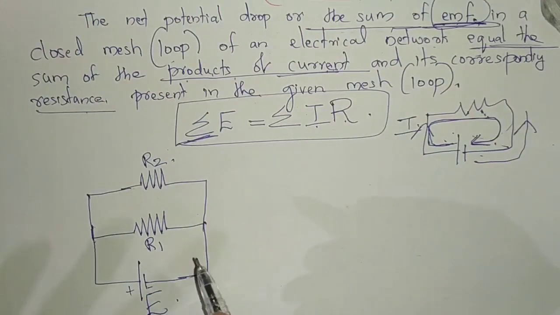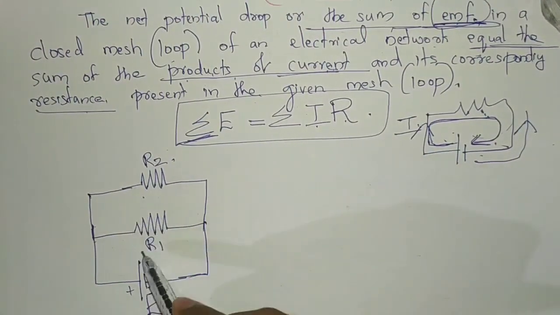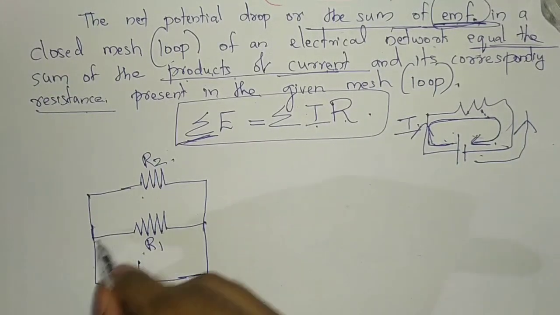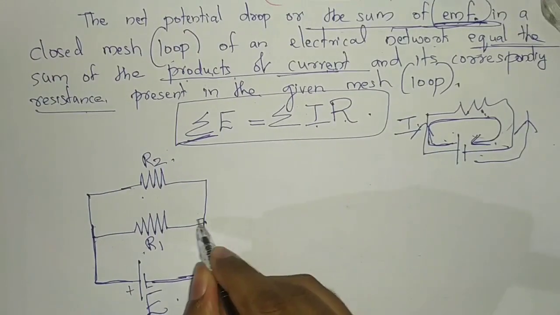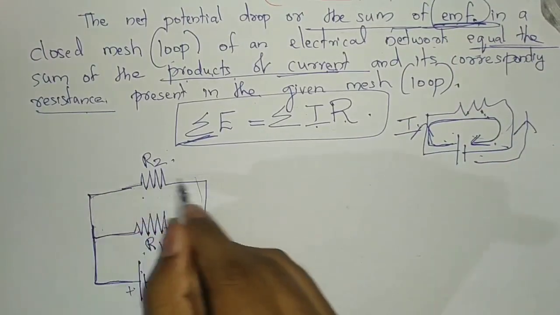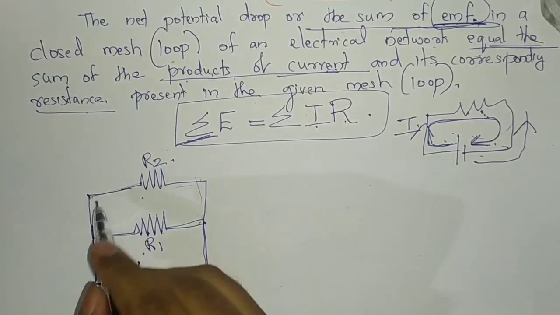Now see, this is a complicated electrical circuit. You can see 1, 2, and as a whole 3 closed loops are available in this circuit, in this network. You see, this one is the first loop, okay, this one and this one, and this one is the second loop, and one more is available. Which one?